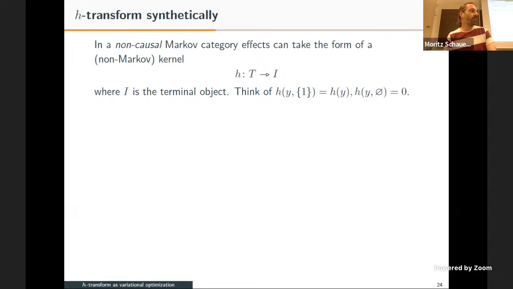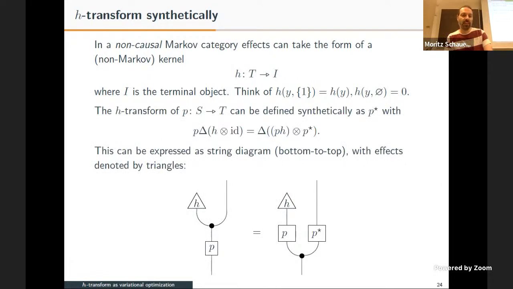So these effects are functions, and I want to put them a bit in the context of Markov categories. If you have a non-causal Markov category, then you can represent these effects as non-Markov kernels. So if you have a non-Markov kernel from T to the terminal object, then you can associate it with the function H. Yes, it's not a probability anymore, but this is a transition from Y into the set 1, which is the one-element set. And you see that if you restrict your attention to only Markov kernels, then the terminal Markov kernels are trivial. They cannot represent functions. But if you allow for non-Markov kernels, then you have this understanding of effects as part of the category.